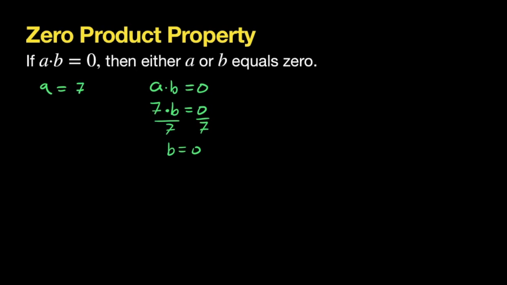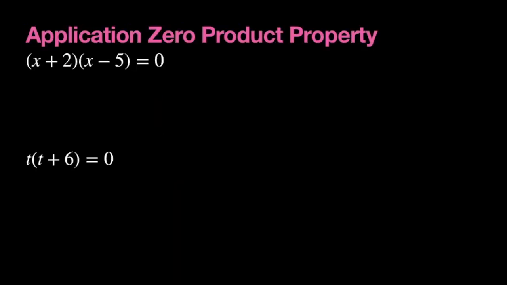Or let's say you have B is equal to -4, then we're going to get A times B is equal to 0. So A times -4 is equal to 0. We know that A is going to be 0. That's how the zero property is applied. Let's apply the zero property.